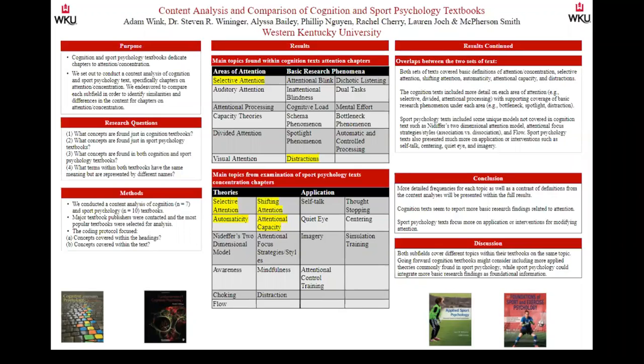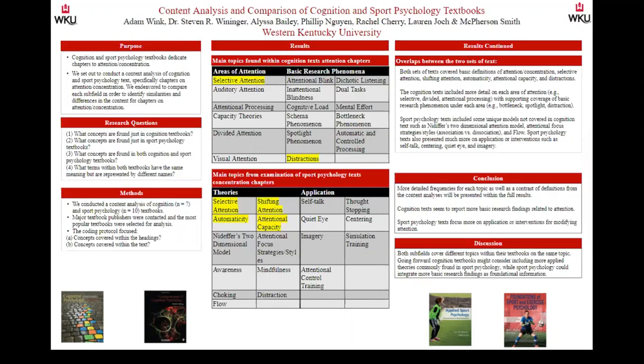When looking at the sports psychology text concentration chapters, we noticed they were broken into 2 kind of different categories. They still had the main theories and more broad areas of attention, like selective attention and such, but they really focus in more in their chapters about the application of those theories. So using self-talk, quiet eye, imagery, simulation training, and a bunch of other useful tools to help enhance performance, which was a really big difference we saw between the 2 different sets of text.